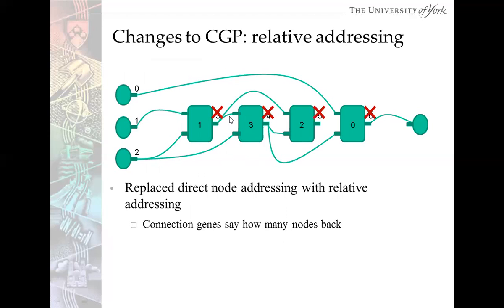In SMCGP, we assume that all the connections are relative. And by the way, SMCGP, or at least the version I'm talking about, only applies to one-dimensional CGP, where there's only one row. So you count back to work out where you're going to get data from a particular node. You count back nodes from the node you're on. And that's what we mean by relative addressing.